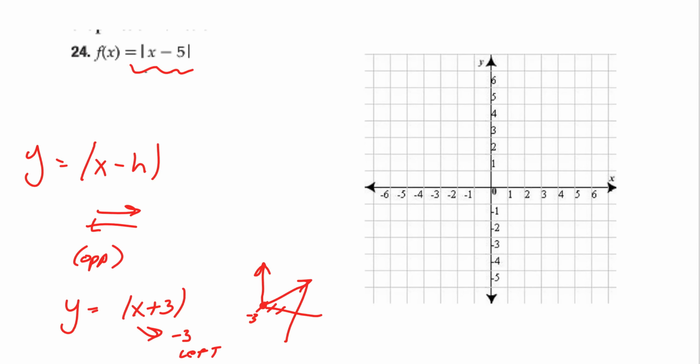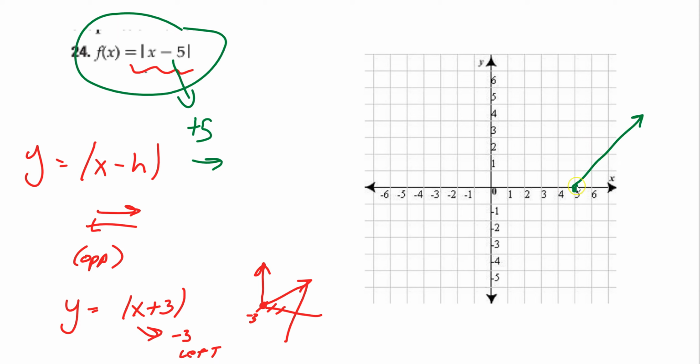So for this one right here, it's the last thing we're doing today. If I want to graph this, it's on the inside, so you want to treat it like a positive 5. So we're going to move to the right 5 right here, then draw a v. Again, we'll talk more about transformations in the next lesson. Just a little intro. There we go.